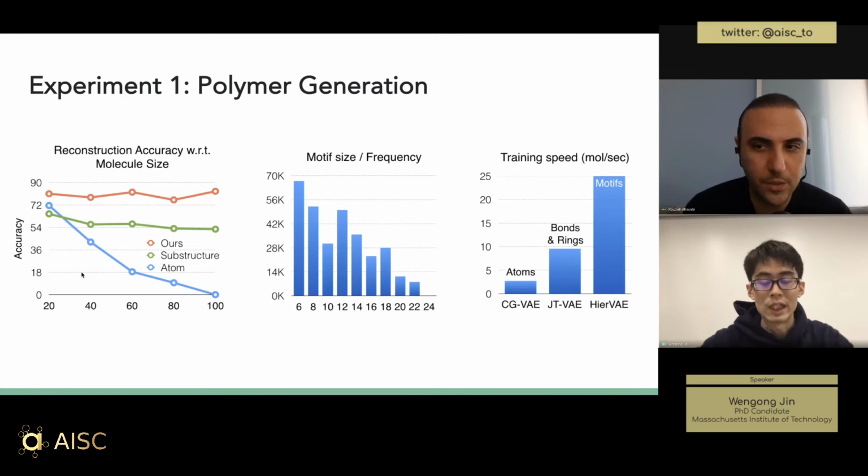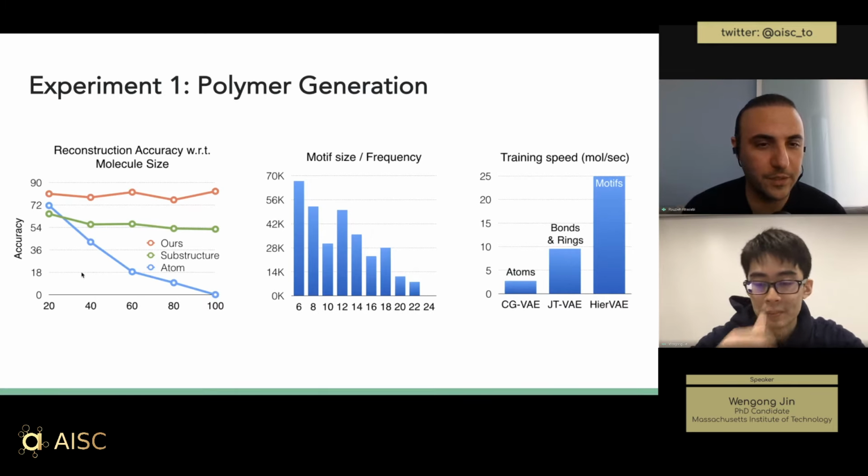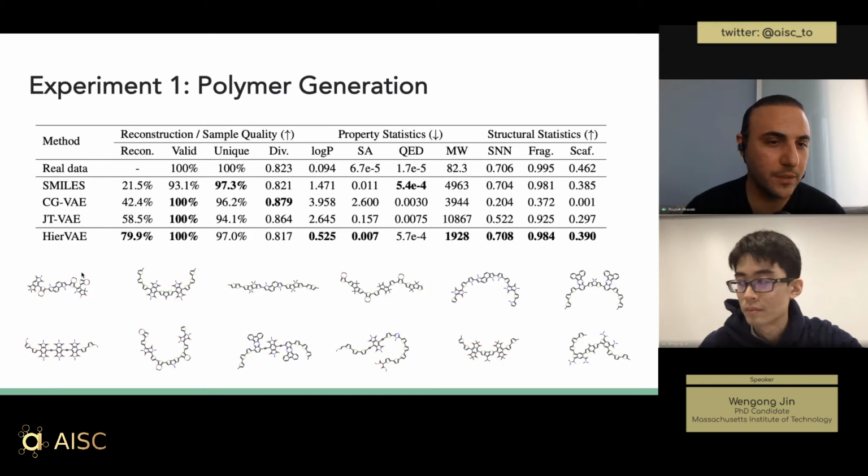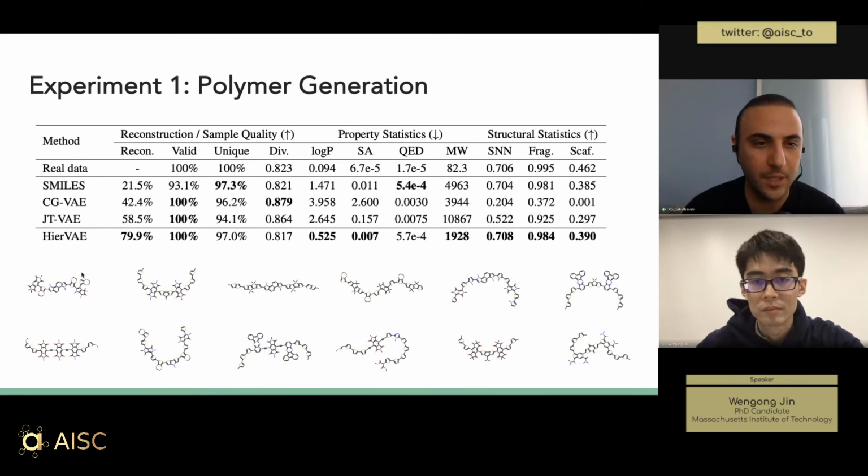Sorry, if we can go back to the previous slide, just for better understanding of the audience, you're comparing SMILES and graph methods. Could you explain to the audience why SMILES methods usually have lower results compared to graph methods?